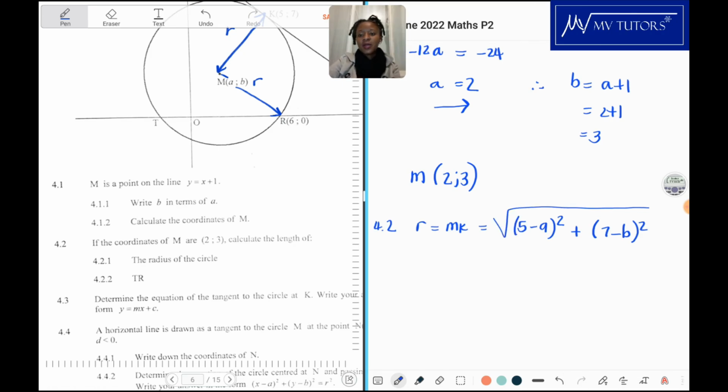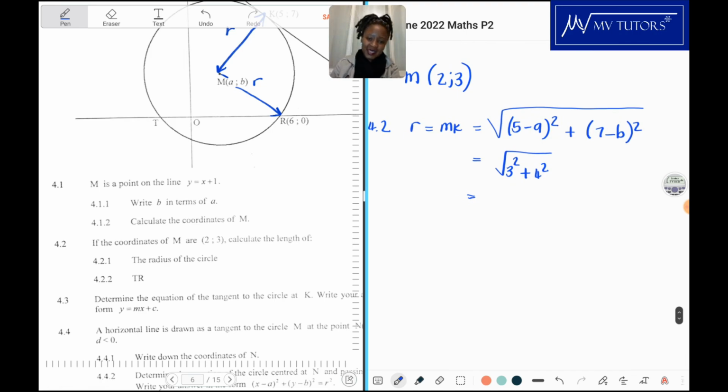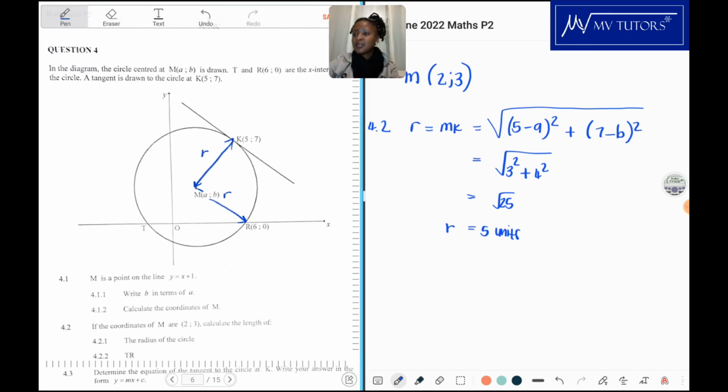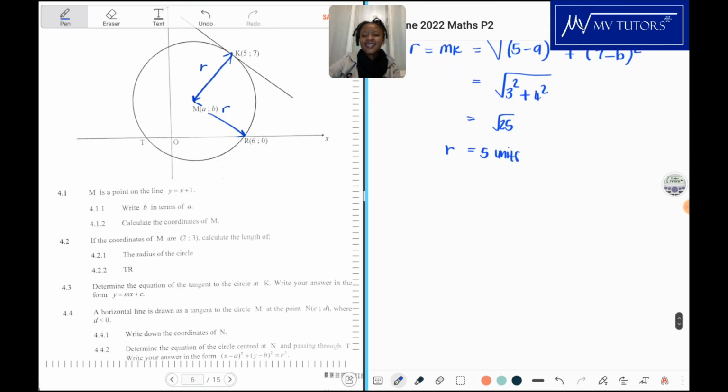Okay, so I know what a is. a is 2, so 5 minus 2, that will be 3 squared. And I know what b is. b is 3, so 7 minus 3, that is 4, so that's 4 squared. This is a nice number. 3 squared is 9, 4 squared is 16, so we get 25 if we add the two. And therefore our radius is 5 units. They didn't give us any units. So that is the radius of the circle, the length of the radius.